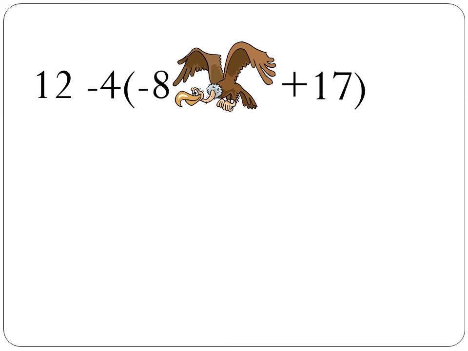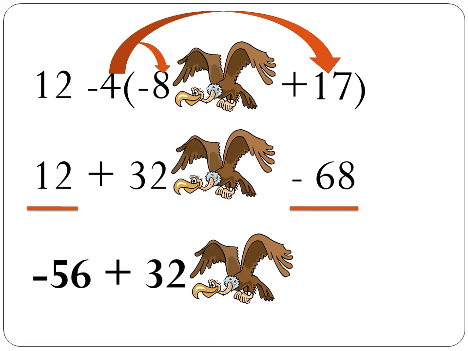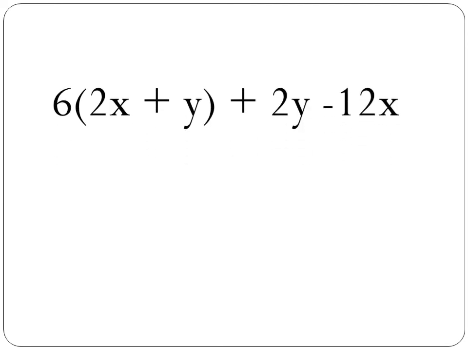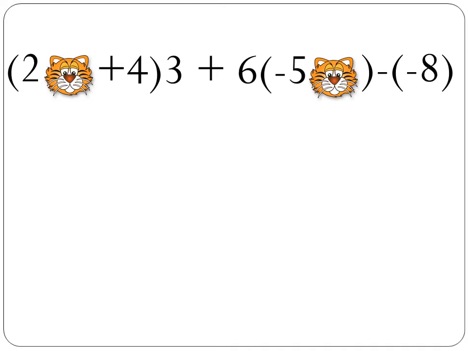I just went back so you can see it a little longer. You're still completing the same one on your own. Did you get negative 56 plus 32? If not, look over the steps. Try this one on your own.